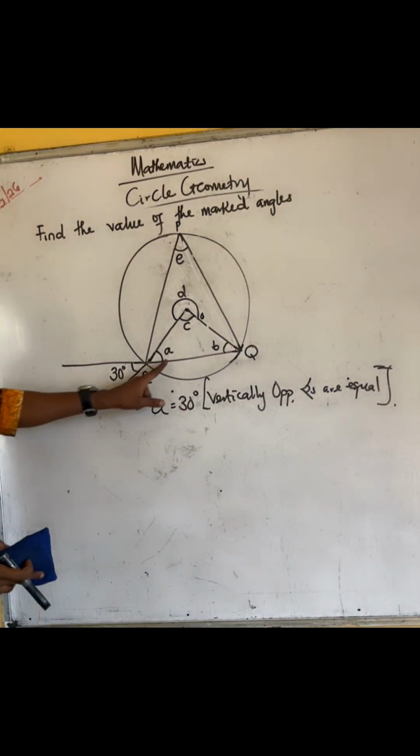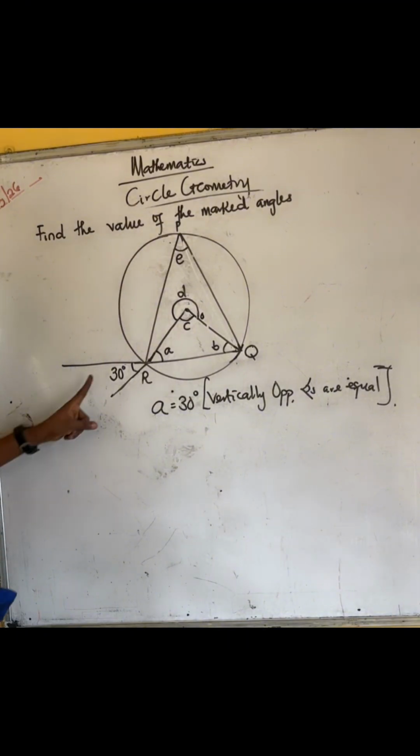Vertically opposite angles are equal. Angle A is 30 degrees. That one is cleared. Let me be on the lookout for the next one.